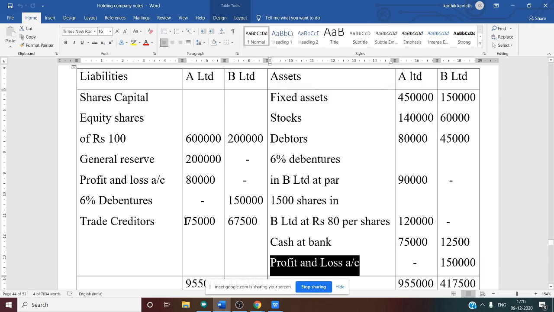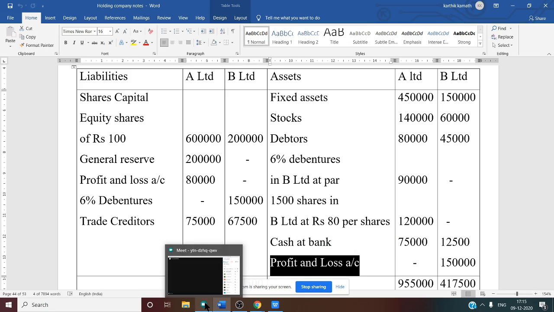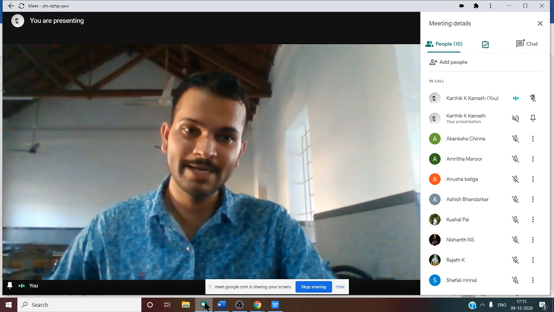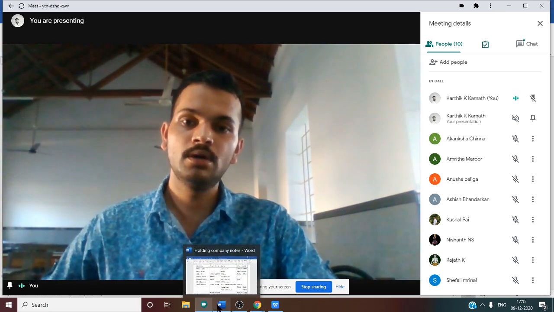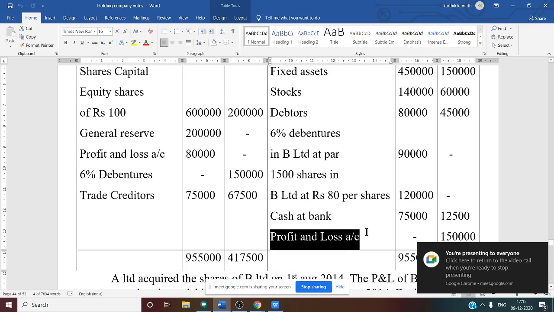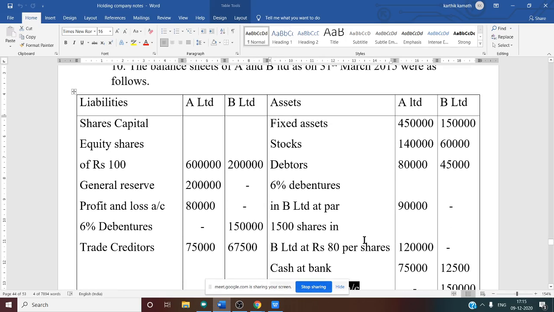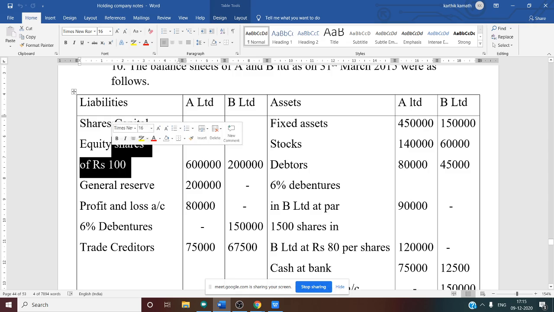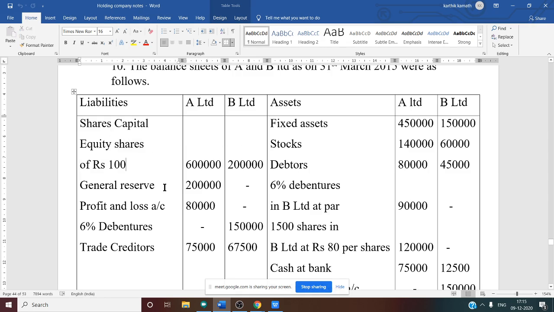Usually, profit and loss account information will be given in the liability side. There you will get the credit balance of profit and loss account of the subsidiary company. But in this problem, they have given the subsidiary company profit and loss account balance in the asset side. Asset side balance means it's a loss. It is a loss to the company. That is why it is given in the asset side, and it is a debit balance, P&L debit balance.